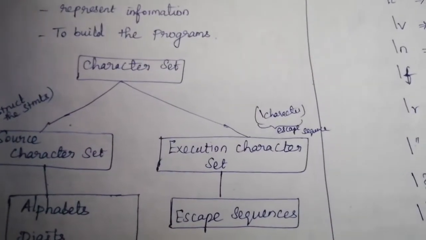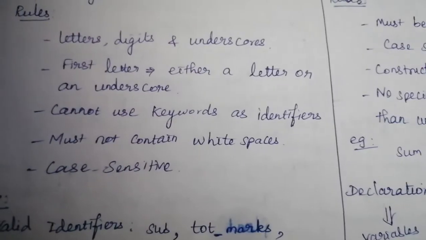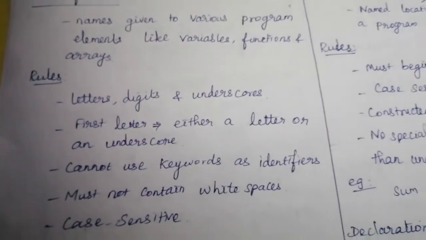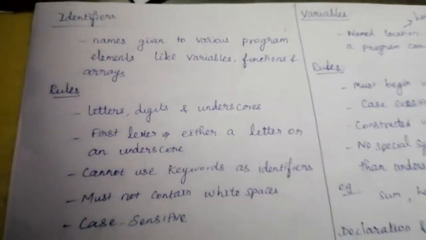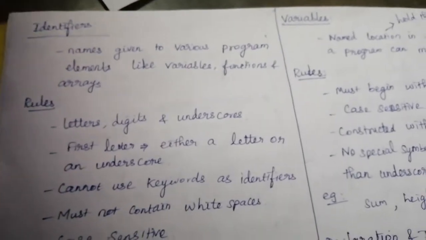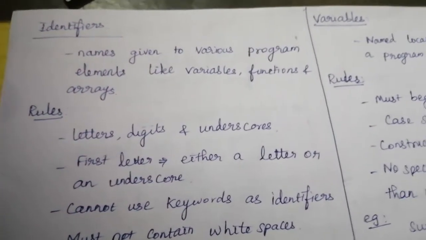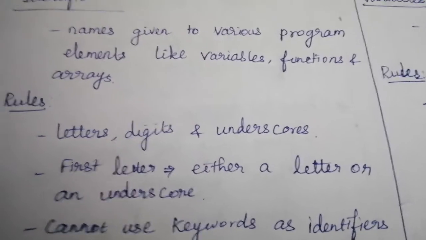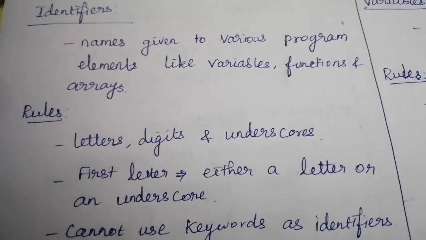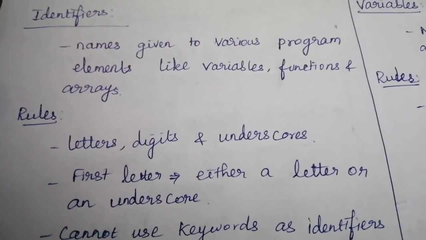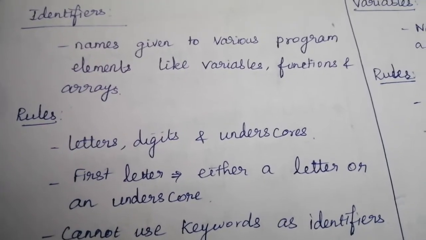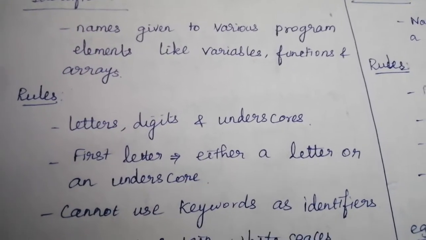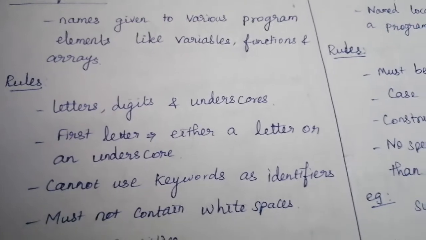Next we are going to discuss identifiers. Identifiers are the names which are given to the various program elements. Simply we can say that an identifier is a name for a variable, a function or an array. So this is about identifiers. Now, the rules for naming identifiers.